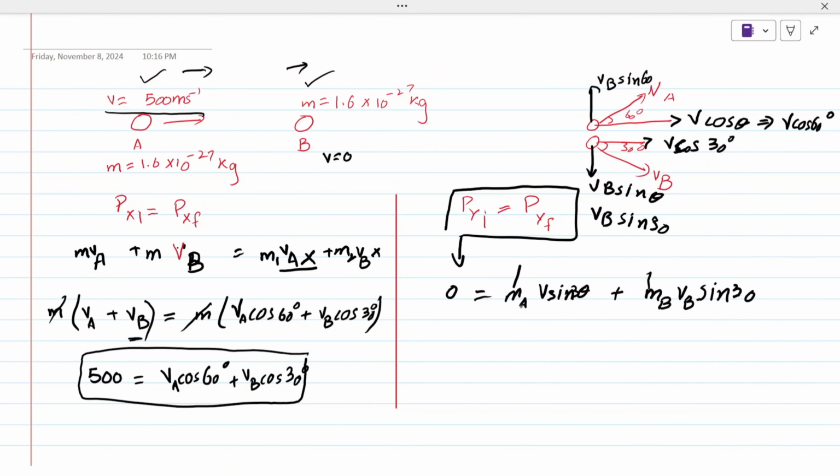Masses are equal, so we can take them common and divide, and we get v sin 30 plus vb sin... Wait a minute, here's a mistake, it is 60 degrees. It was my mistake, it was 60. So va sin 60 plus vb sin 30 must be 0. You can solve it simultaneously to get va and vb. It was an example of two-dimensional motion.